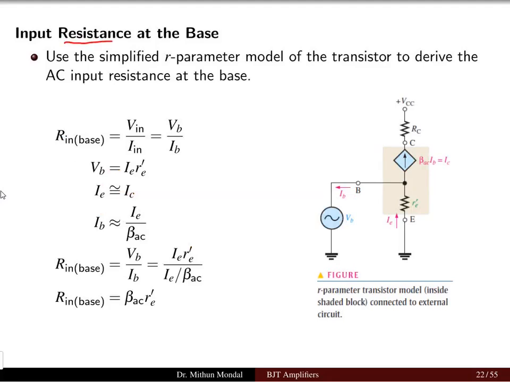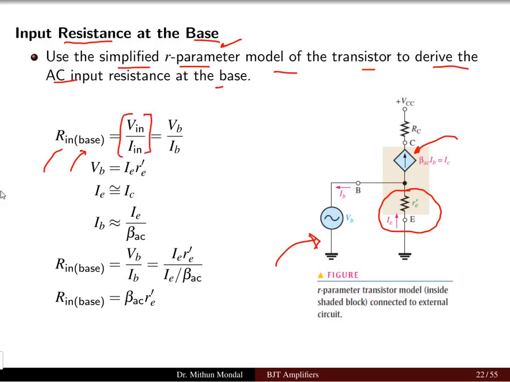To calculate the input resistance at the base, we use the simplified r-parameter model of the transistor, which we discussed in the previous lecture, where we covered the r parameters and h parameters. This is used to derive the AC input resistance at the base. Here we have the r-parameter transistor equivalent model, with the resistor re', which is the emitter AC resistance, and a dependent current source. The input resistance of the base is the input voltage divided by the input current, which is the base voltage divided by the base current.